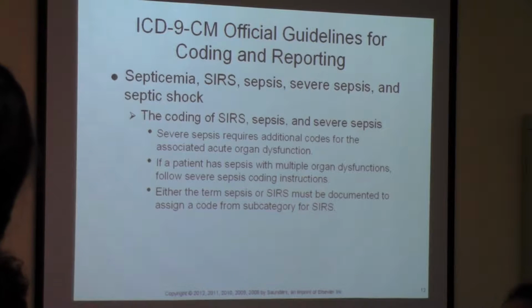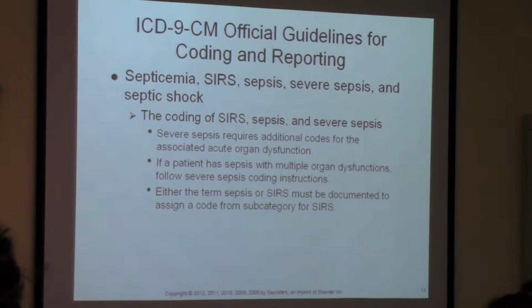Under SIRS, what is that second word? Right there where you have this. Temperature, dyspnea, and then white blood count.